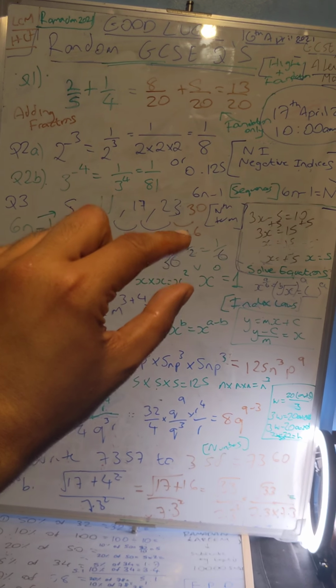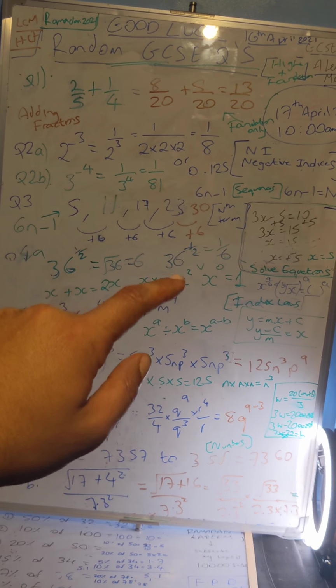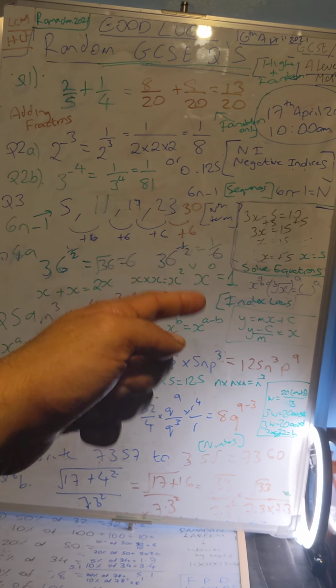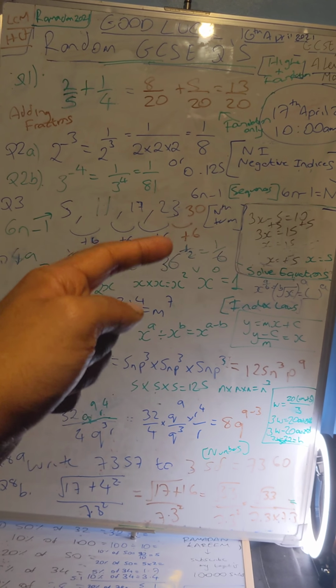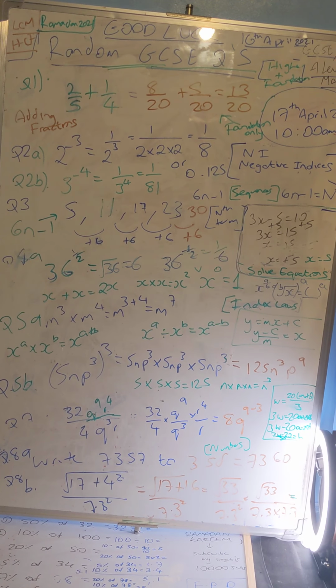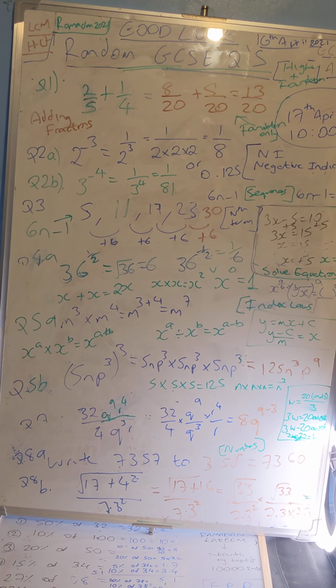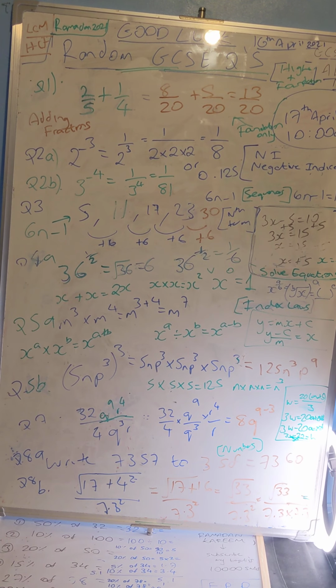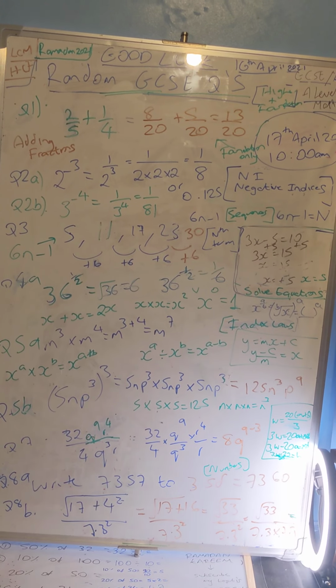Okay, 36 to the minus half. Well, the minus just means 1 over, so it's going to be 1 over 6. So it's 1 over 36 to the power of a half, which equals 1 over 6, guys. So I hope you're still with me so far. I hope it makes sense so far.